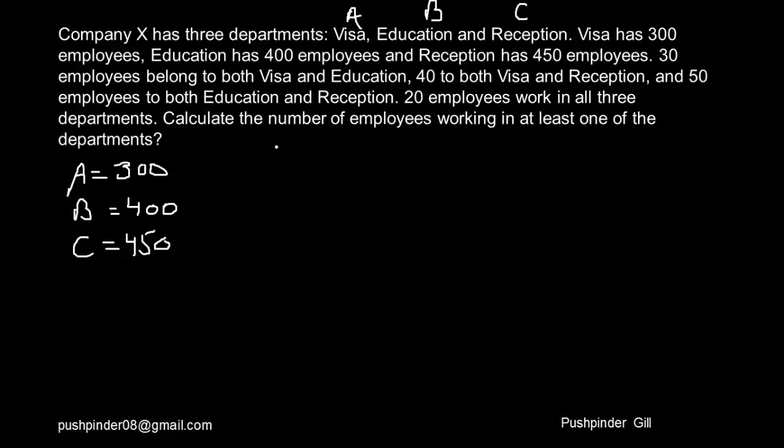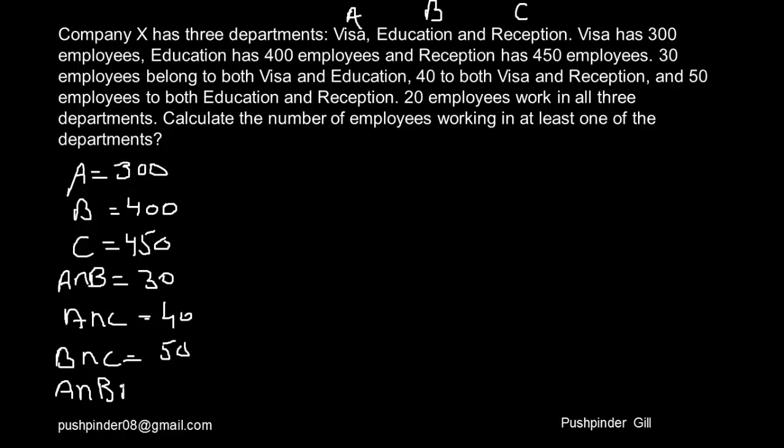30 employees belong to both Visa and education. If they belong to both of them, that means A intersection B is equal to 30. 40 to both Visa and reception. So Visa is A and reception is C. So 40 to both of them. And 50 to both education and reception. So that is 50. Now he said that 20 employees work in all three departments.